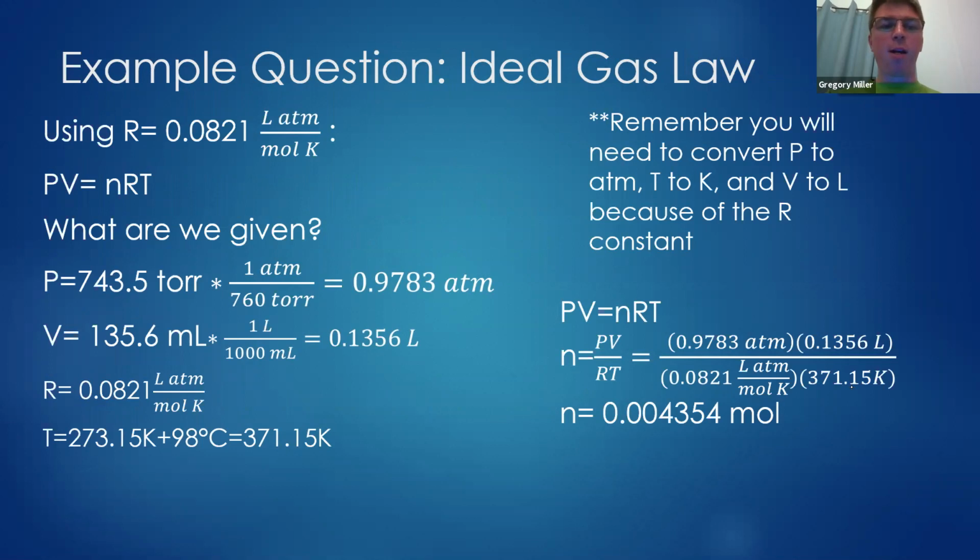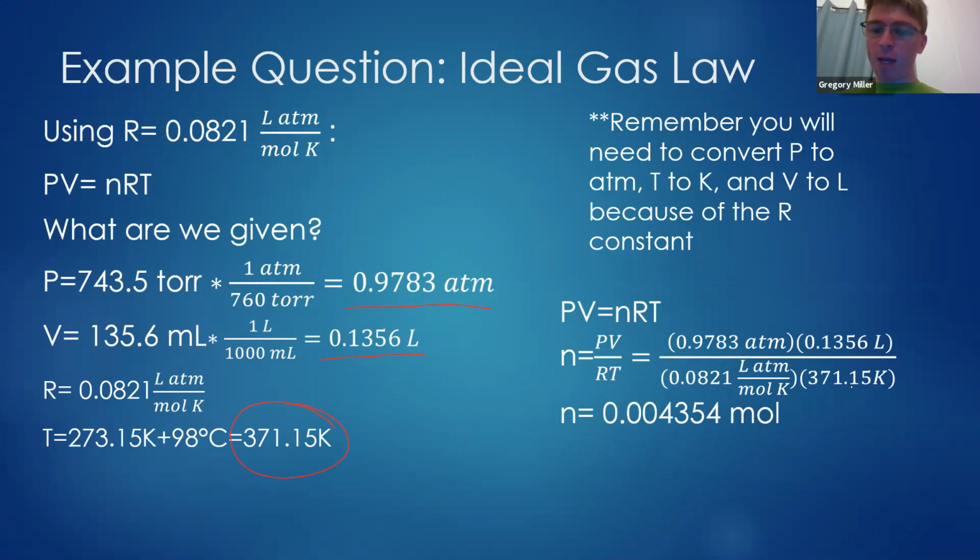So using R equals 0.0821 liters times atmosphere over moles times Kelvin. We were given a pressure in torr, but our R value is in atmosphere. We need to convert that to atmosphere. We need to convert our volume to liters to match our constant value. We always, always, always need to convert our temperatures to Kelvin. And so we do that.